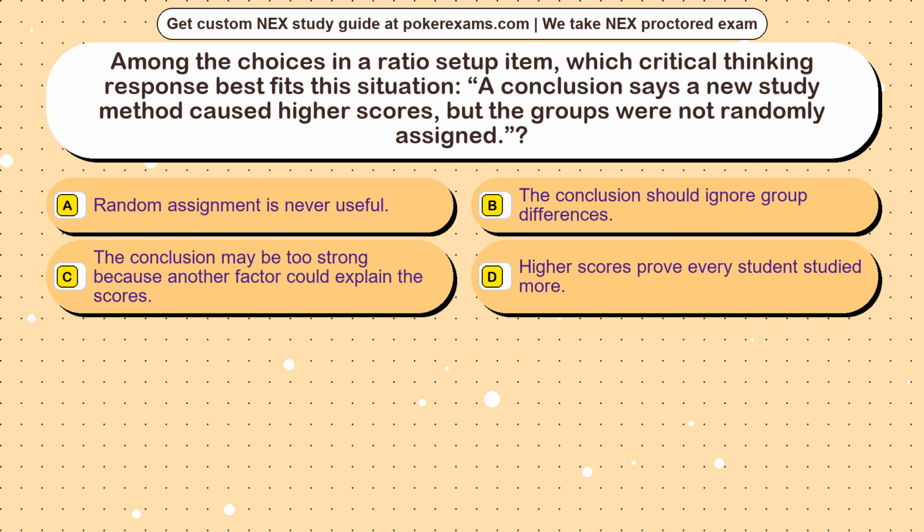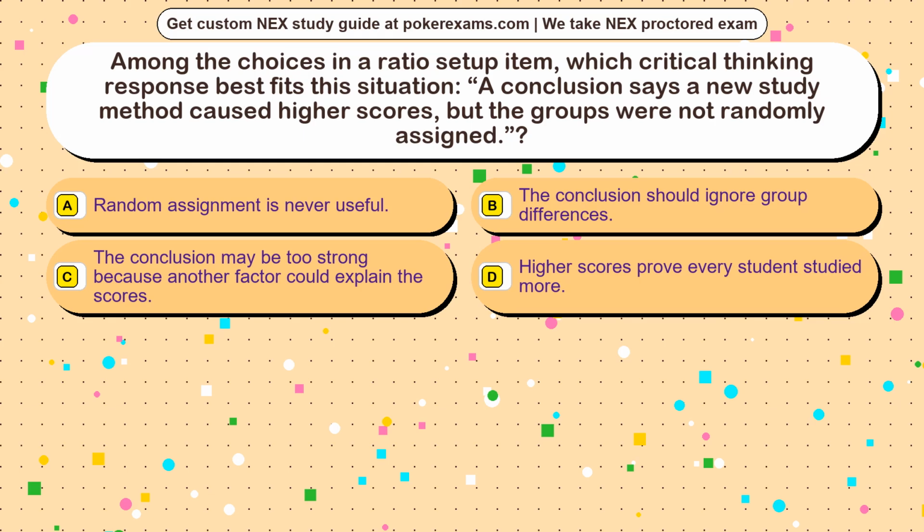Question 15. Among the choices in a ratio setup item, which critical thinking response best fits this situation? A conclusion says a new study method caused higher scores, but the groups were not randomly assigned. Option A. Random assignment is never useful. Option B. The conclusion should ignore group differences. Option C. The conclusion may be too strong because another factor could explain the scores. Option D. Higher scores prove every student studied more.